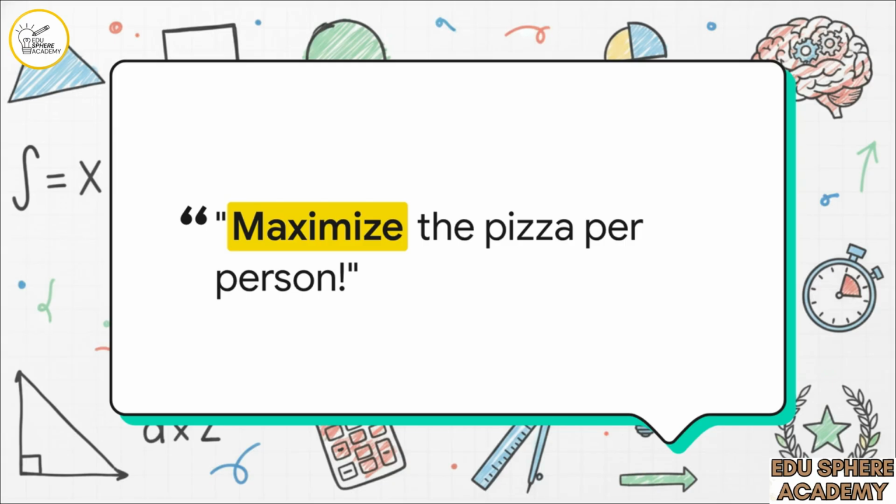To maximize the actual pizza per person, you need the most possible pizza, right? That's your upper bound for the numerator, and you want to divide it by the fewest possible people, which is your lower bound for the denominator. If you just remember maximize the pizza, these bounds questions become incredibly easy.